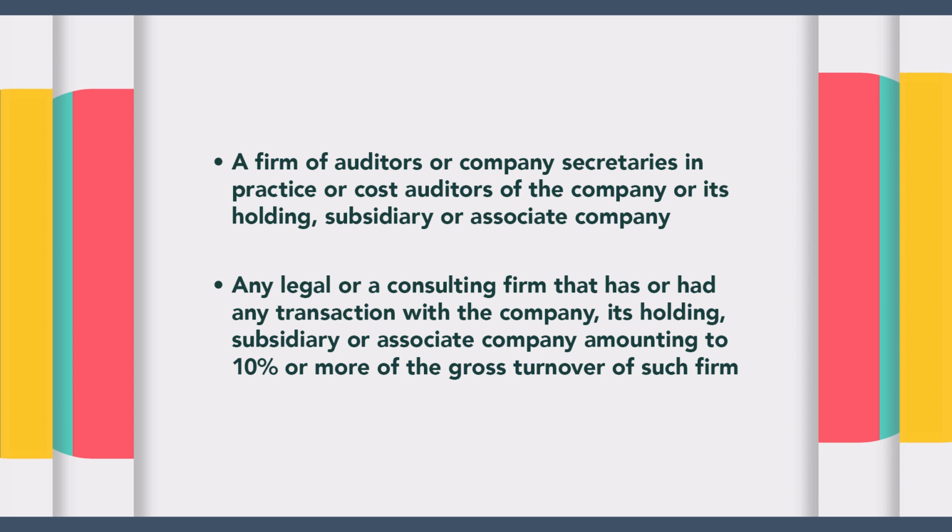Number 2, is or has been an employee or a proprietor or a partner in any of the 3 financial years immediately preceding the financial year in which he is proposed to be appointed, of a firm of auditors or company secretaries in practice or cost auditors of the company or its holding company or its subsidiary company or associate company. Any legal or consulting firm that has or had any transaction with the company, its holding company or subsidiary company or associate company amounting to 10% or more of the gross turnover of such firm.